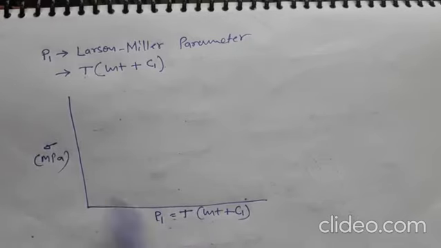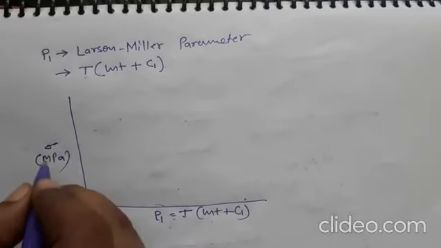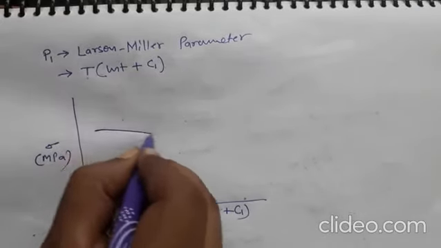Or what you can do is, you can do the testing at different stresses, keep the temperature constant, still you will get different Larson-Miller parameter because time of rupture will be changing with the stress. Okay. So you can both change temperature as well as stress, but you will still get a single curve.